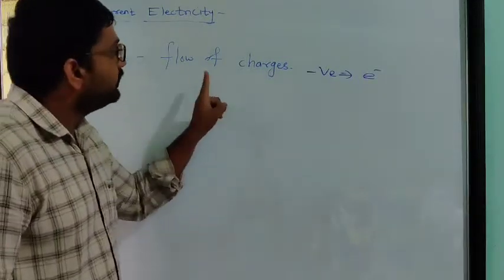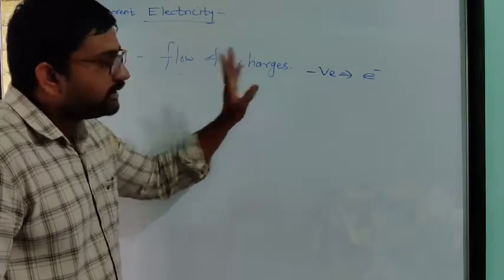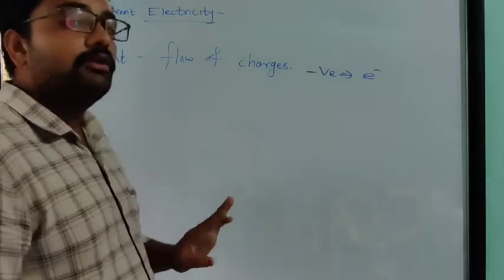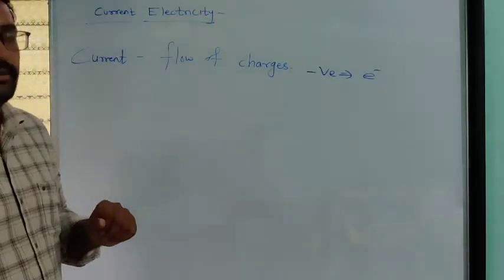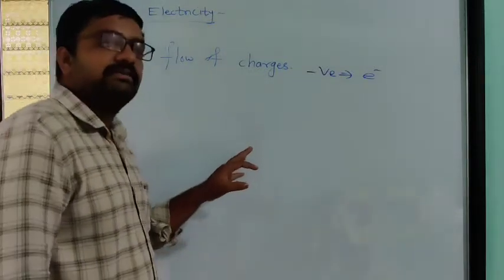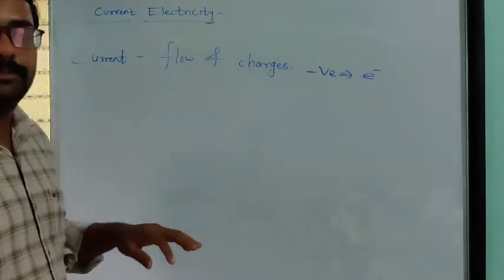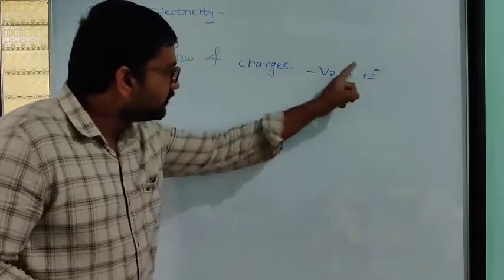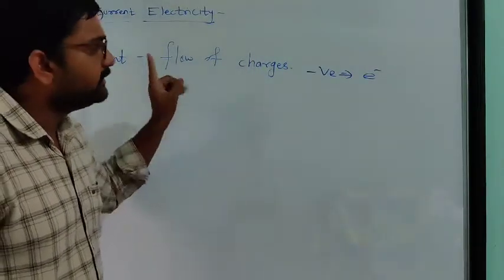Flow of negatively charged electrons is simply called a current. Flow of charges per unit time is called an electric current. This electric current has various applications that we also have to see. First of all, the motion of these negatively charged electrons is simply called a current.